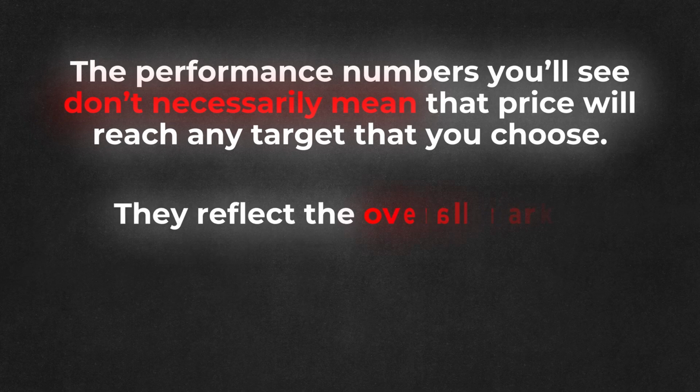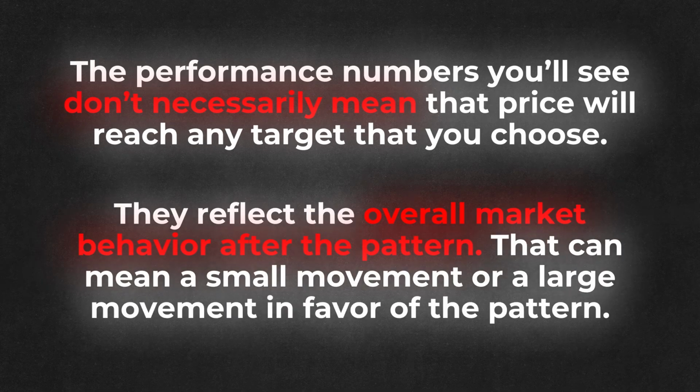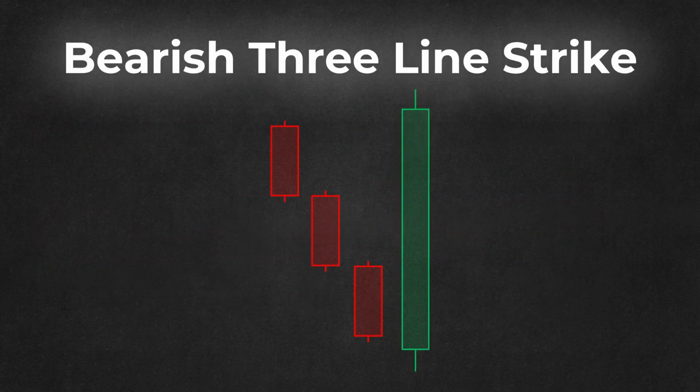They reflect how price behaved after the pattern was found in the sample, the general behavior of the market after the pattern. In practical terms, if you see that a specific pattern behaved as a bullish reversal 83% of the time, for example, it doesn't necessarily mean that your profit target will be met 83% of the time. It means that, generally speaking, the market went up after the pattern 83% of the time. In some cases, that means a small reversal, and in some cases, that means a large one. With that said, we can move on to the first pattern, the bearish 3-line strike.